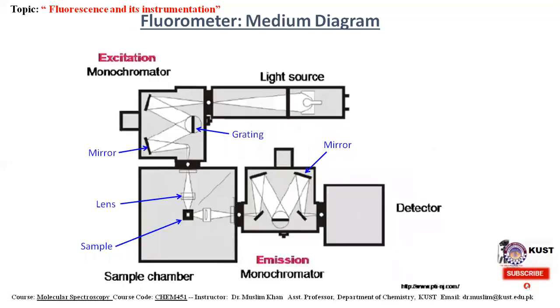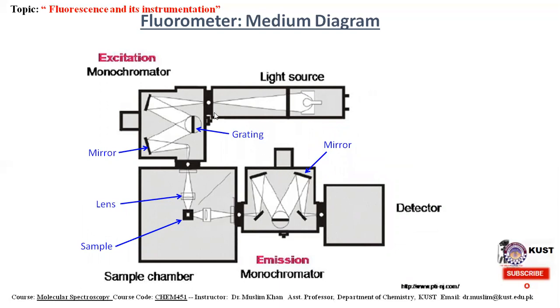So this is a medium diagram, meaning the diagram is getting a little bit more like the actual version. There is a light source, and these things I will tell you about in the harder diagram. This is a little bit more complicated diagram in comparison to the first one.